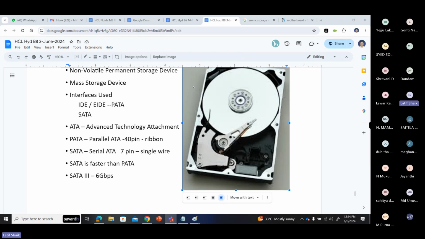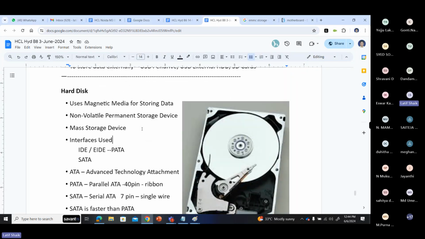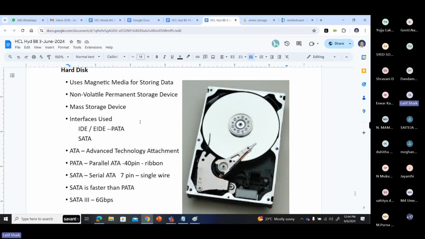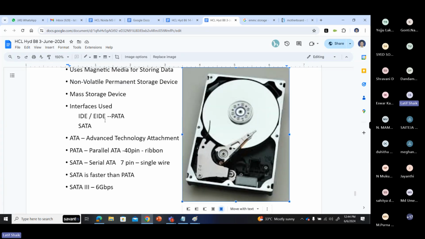The internal part of a hard disk is non-volatile memory. It means if you remove the hard disk or shut down your PC, the data in the hard disk will stay like that only. The hard disk uses two types of interfaces, either IDE or PATA type of interface, or SATA type of interface. IDE is an older technology to connect your disks, like hard disks, CD-ROMs, and DVDs. We are using the IDE technology to connect them.